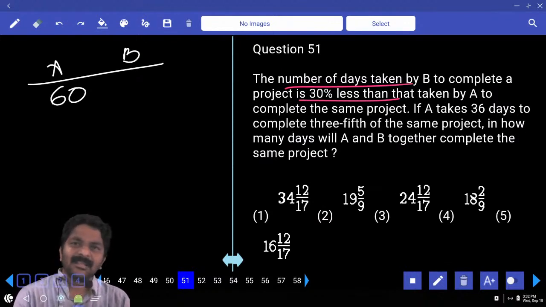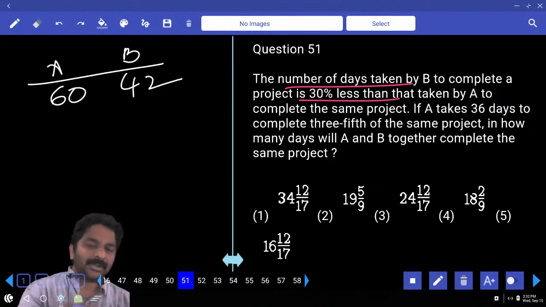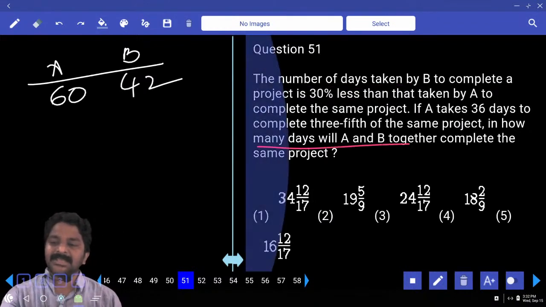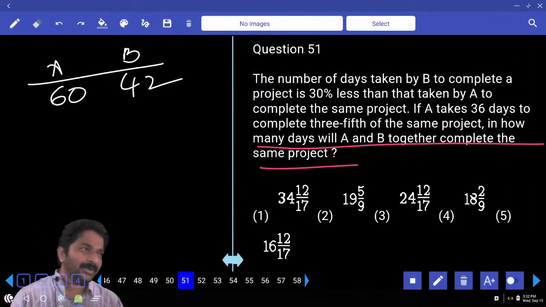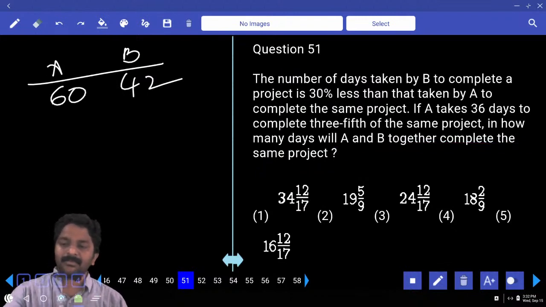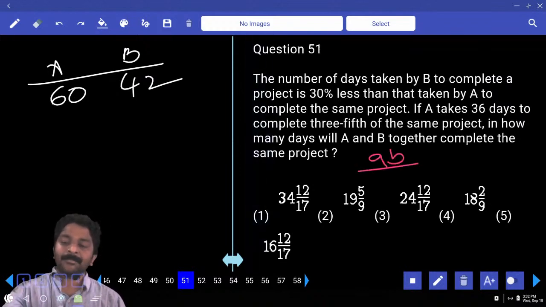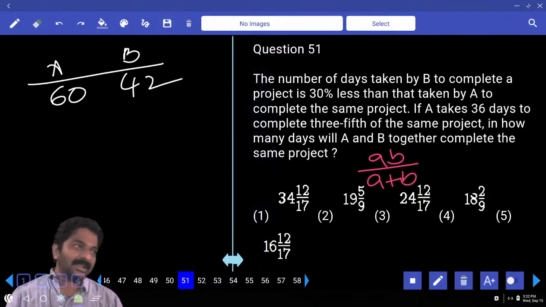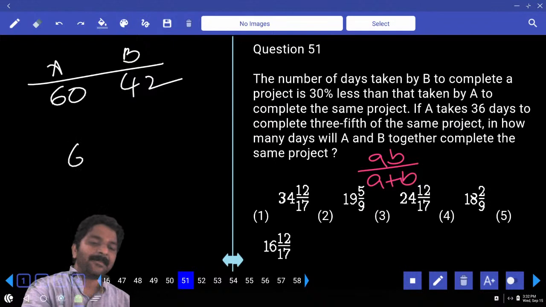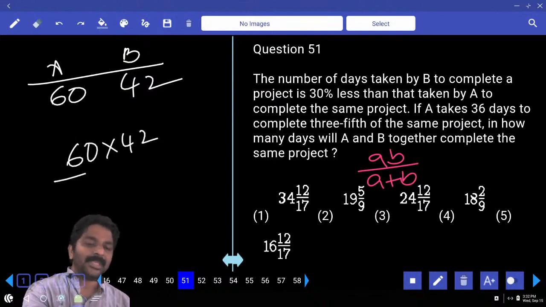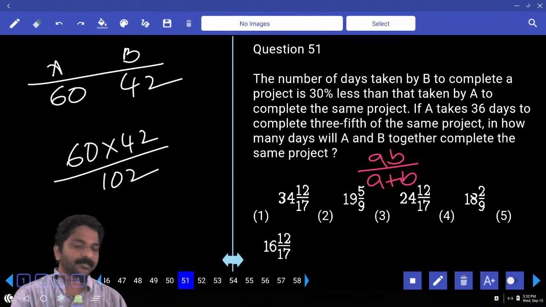Can't you even do -18? Come on. 42. Now the question is, in how many days will A and B together complete the job? Instead of going for LCM, units method or one day work concept, let us go for the direct multiplication method. If A can do it in A number of days, B can do it in B number of days, together they can do it in AB by A plus B. Use this directly because your question is about together completing the work in how many days. A is 60, B is 42, A plus B is 102.